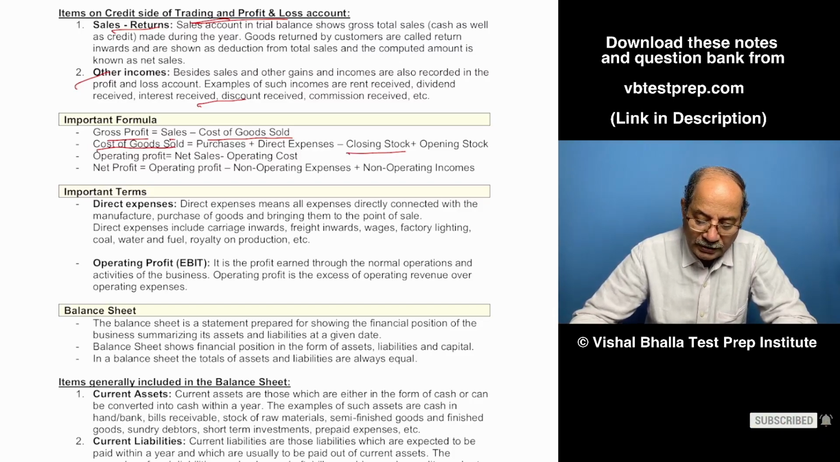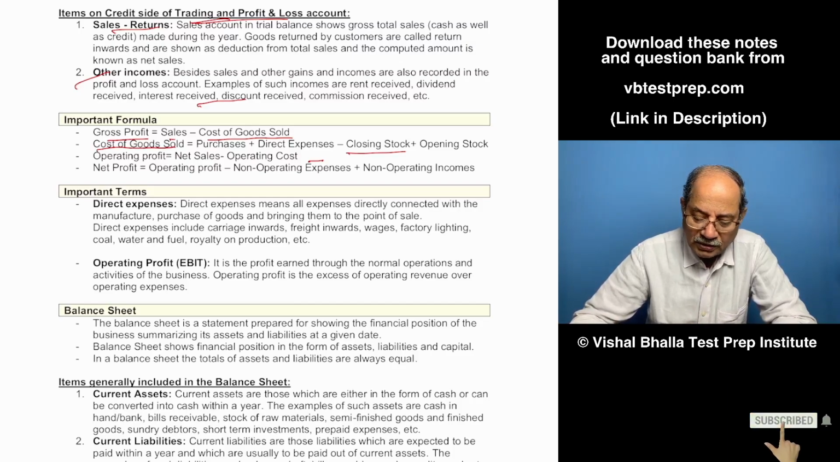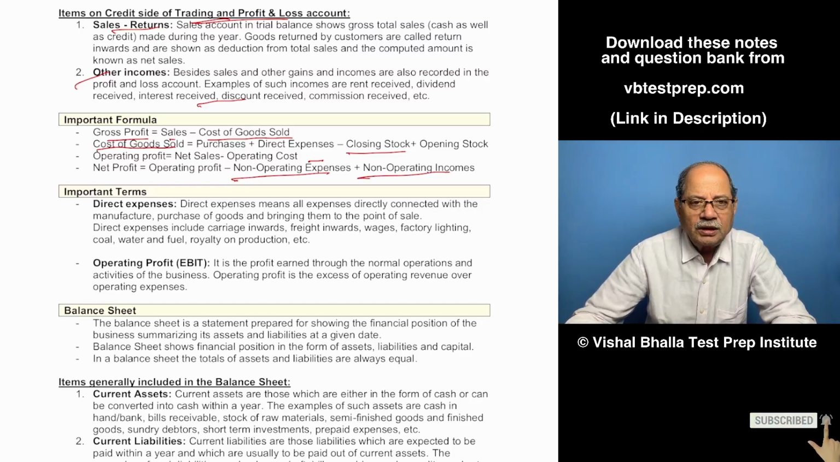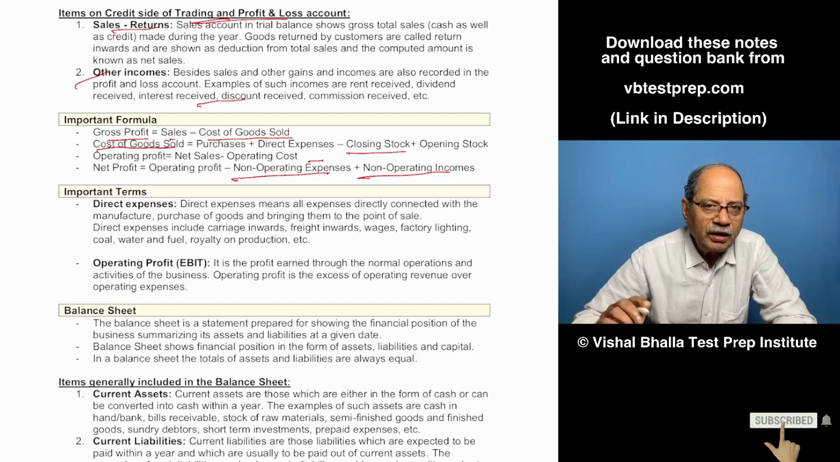Operating profit is net sales minus operating cost. Operating cost includes two: direct operating cost as well as indirect operating cost. Both the direct and indirect operating cost have to be deducted. Net profit is operating profit minus non-operating expenses plus non-operating incomes. These may be asked in one mark, or all three can be asked in a 3-mark question. To find these with the given values, you need not prepare the trading account, P&L account or balance sheet.